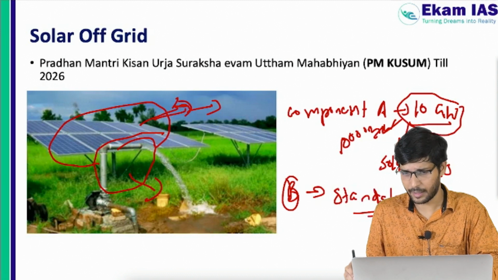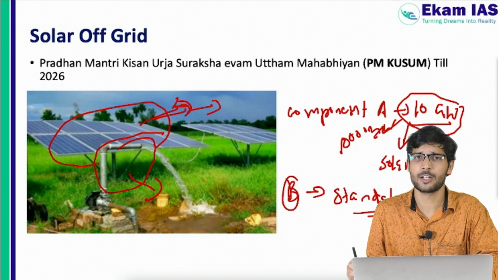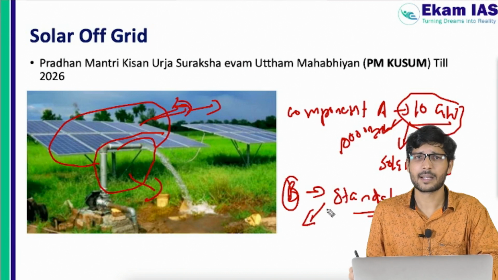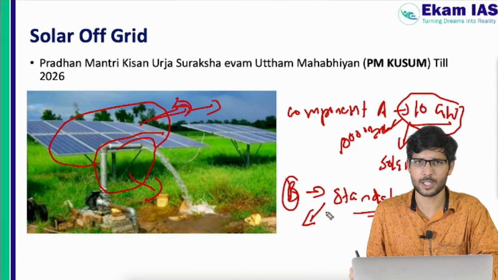Around 20 lakh. The government is planning to install 20 lakh solar pumps. That is, these pumps will be standalone. That means the electricity that is being used for these pumps will be produced from the source itself. It will have no connection with the grid. That is what we call standalone. The electricity is produced in the field itself. So this is standalone.